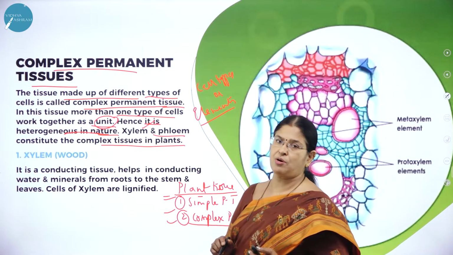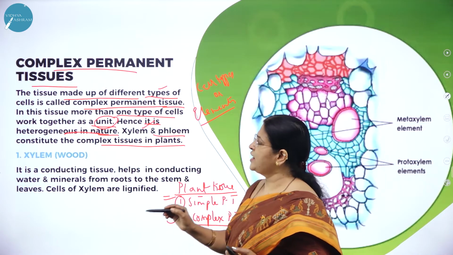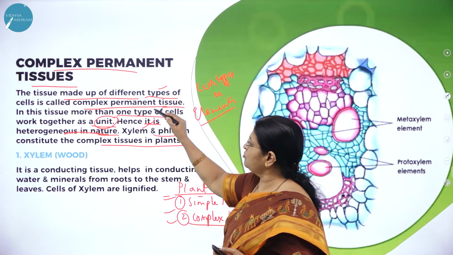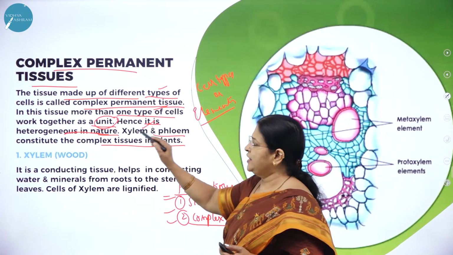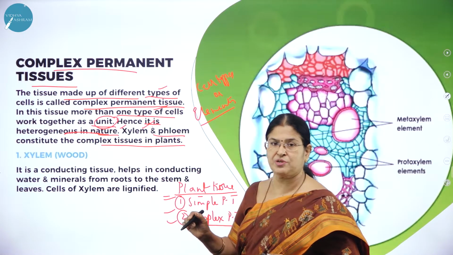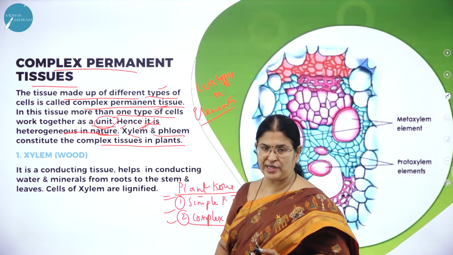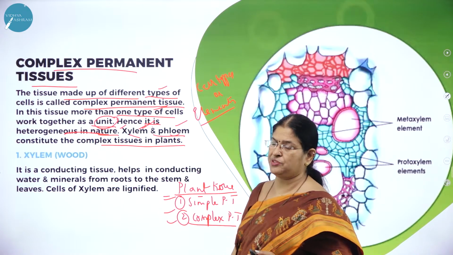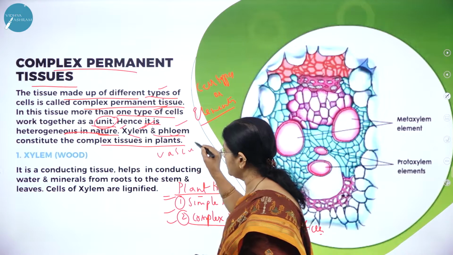So what is a complex permanent tissue? The tissue is made up of different types of cells, hence the name complex permanent tissue. In this tissue, more than one type of cells work together as a unit. Hence, it is heterogeneous in nature. What are the two very important types of complex permanent tissue? One is called xylem, which is a water conducting tissue. The other one is called phloem, which is a food conducting tissue. They are together called as what? Vascular tissues.